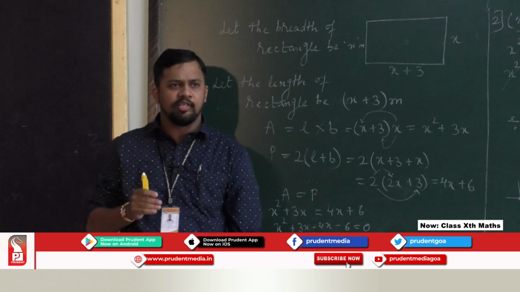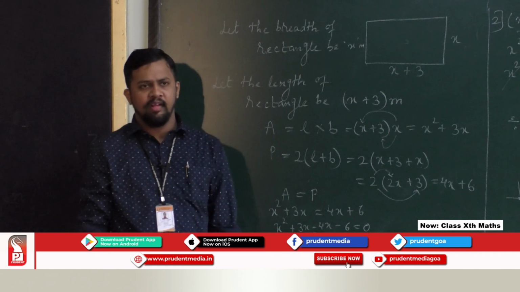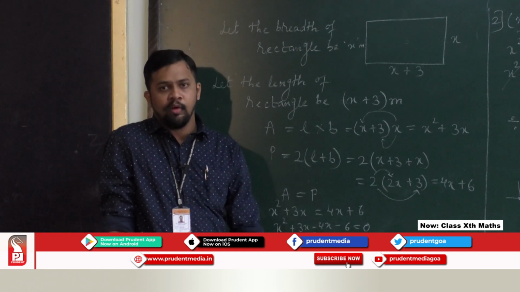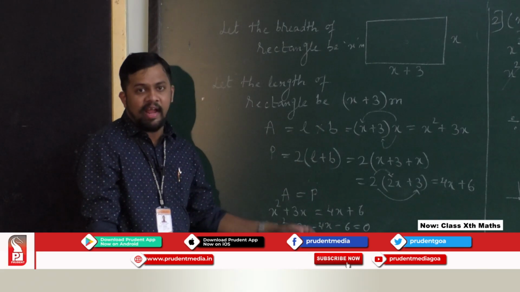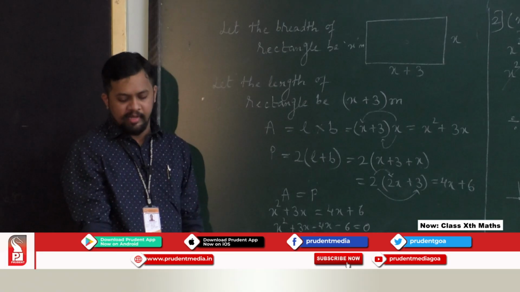Another question in your mind may be, how did this word quadratic come? It came from the word quad. Quad is nothing but a square. Here the variable is squared, or x is squared. That is the meaning of quadratic.